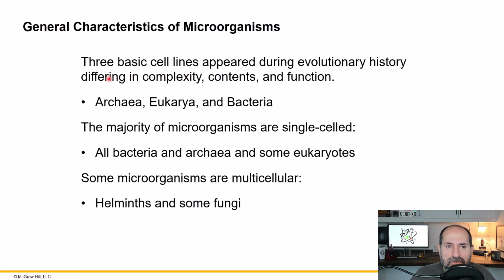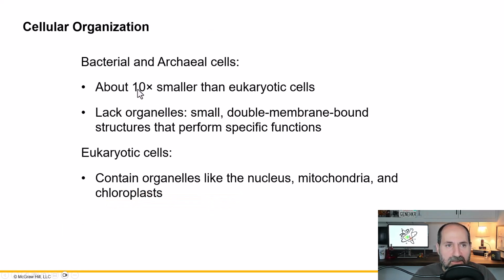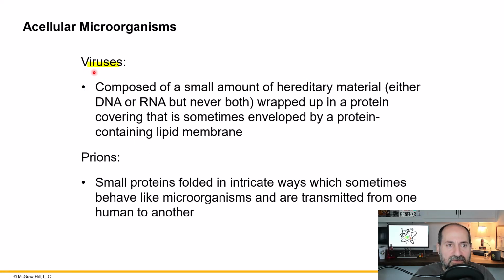I want you to know the 3 domains of life: archaea, eukarya, bacteria. We should know the terms helminths and fungi, which are types of eukaryotes. We should know about the size difference between prokaryotic bacterial and archaeal cells, which are usually 10 times smaller than eukaryotic cells. We should know that viruses and prions are not alive. Remember, they are not living. They are small infectious agents.